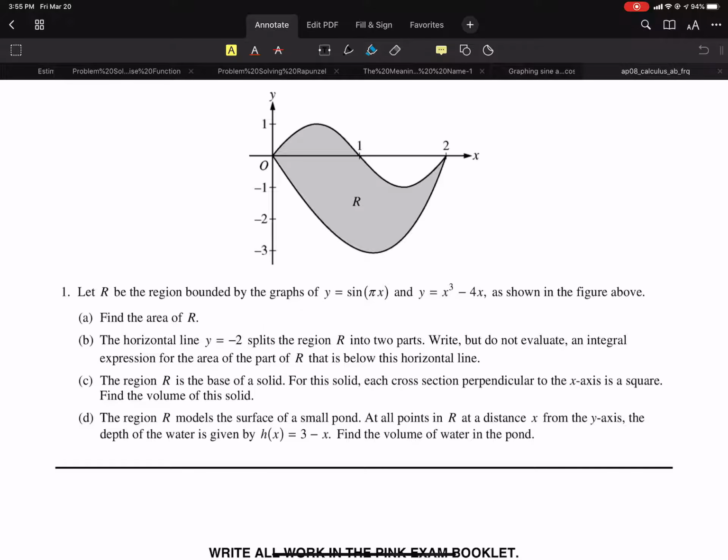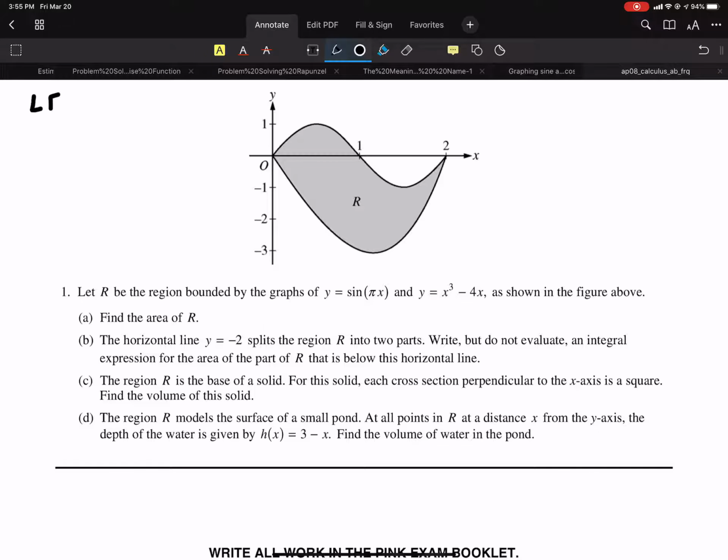All right, let's go ahead and start this. So we need to find the area of R. We're doing part A. So first, you need to put these two equations in your calculator. It's easy to set up your windows because they give you some nice numbers, but we need to find the intersection points of these.